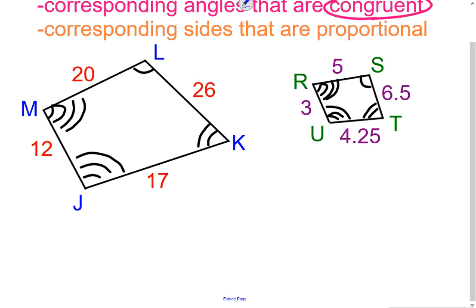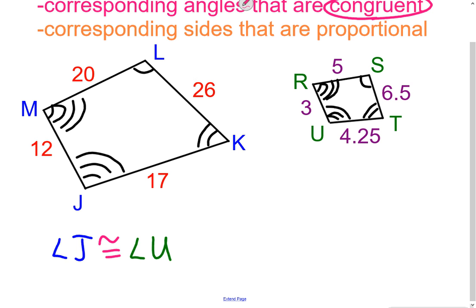I'm going to start with angle J. I notice angle J has three little arcs in it. So I have to find an angle over here that has three arcs in it as well. I'll just circle it temporarily. This one right here has the three arcs that are congruent. So we know that those two angles have to match up. So I'm going to say that angle J and angle U are our congruent angles.